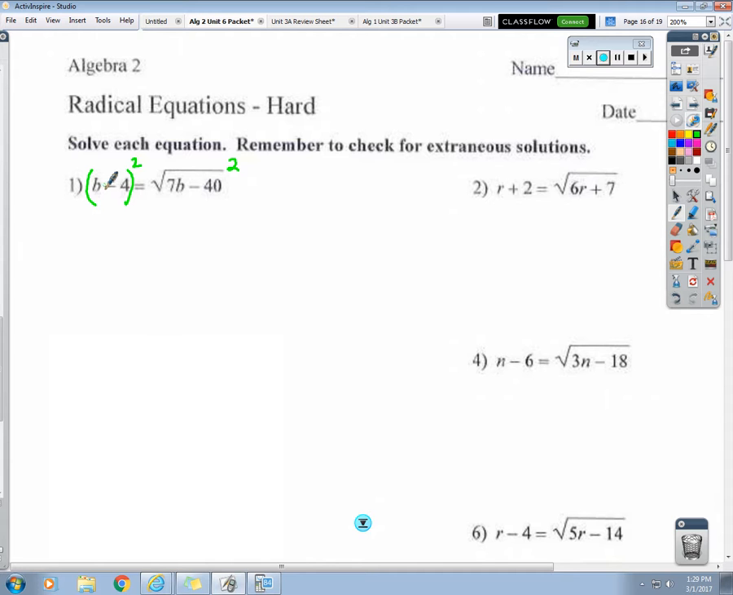Okay, so now what I have is this is canceled out, and over here, b minus 4 squared, doesn't that mean there's 2 of those? You multiply it by itself. And then on the right side, those canceled out, so I'm left with 7b minus 40. Okay, go ahead and copy that, and then I'll continue. Well, we're about to FOIL it. Oh, no. That's not the same thing.